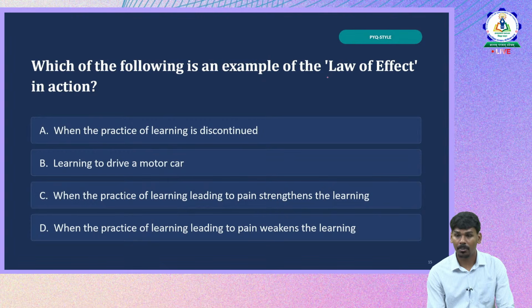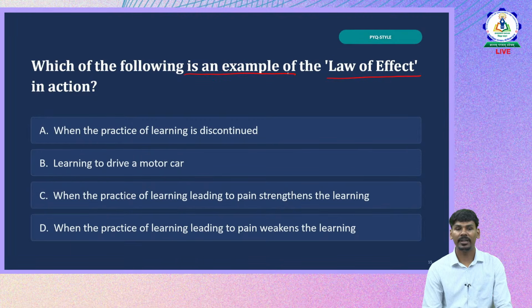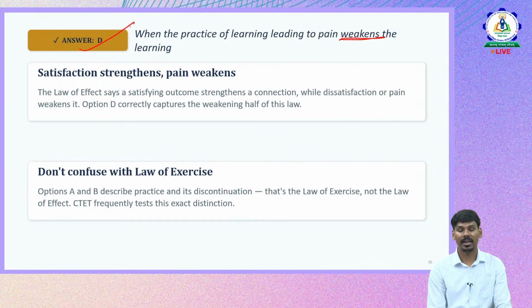The question is asking about the law of effect. Which of the following is an example of law of effect in action? When practice of learning is discontinued, learning to drive a motor car, when the practice of learning leading to pain strengthens the learning, or when the practice of learning leading to pain weakens the learning. If you look at it, the correct answer is it weakens the learning. Option D is the correct answer.